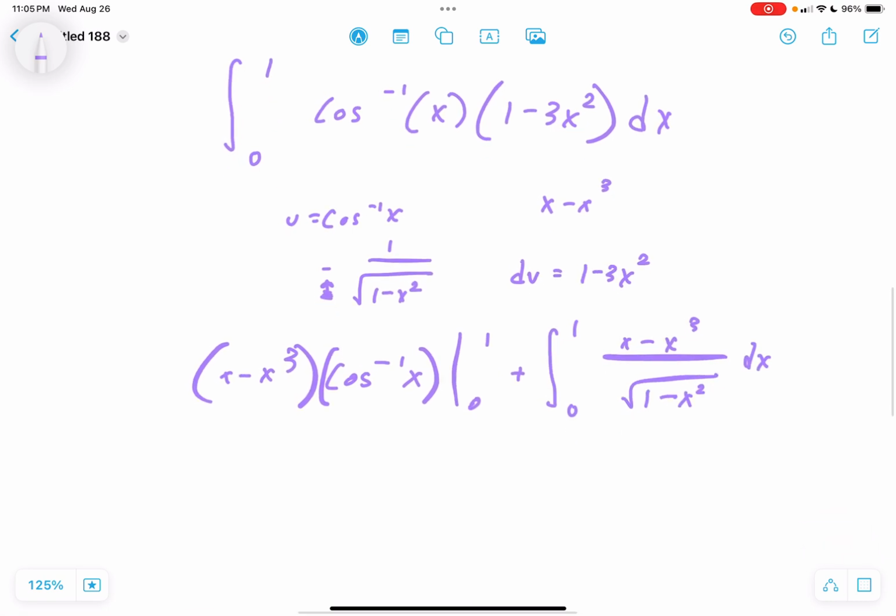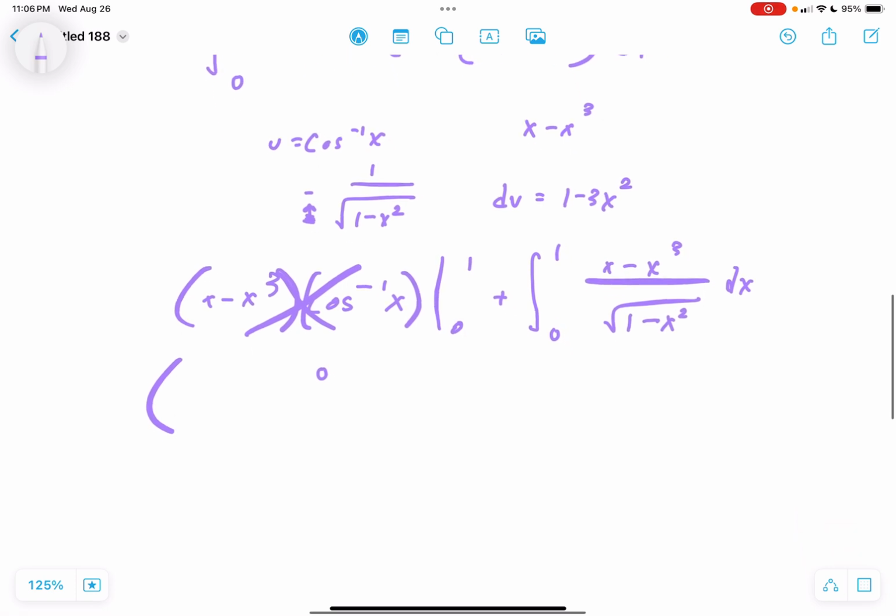Okay, let's evaluate this first. So this becomes 1 minus 1. Well, that first thing is just going to be 0. And then I can do the second thing, which is also going to be 0, right? Because 1 minus 1 cubed, well, that's just simply going to be 0. And then 0 minus 0, so this whole thing just is literally 0.